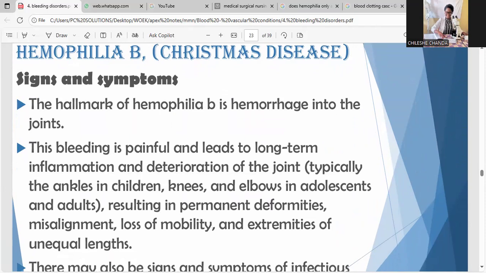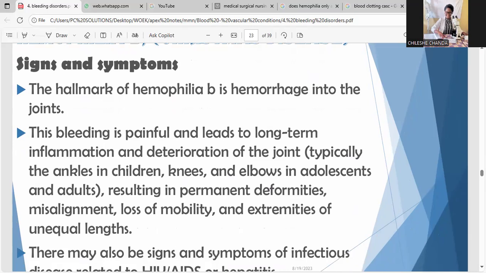The signs and symptoms of hemophilia B include hemorrhage. Now, this hemorrhage is in the joints. You find that the patient will be bleeding in the joints. The bleeding is painful, and therefore the patient will be in pain all the time. It's going to lead to inflammation of the joint areas, and the patient's joints will be deteriorating. So all the joints will be affected.